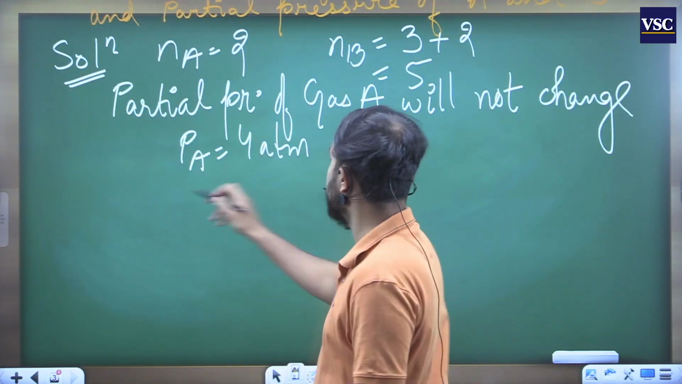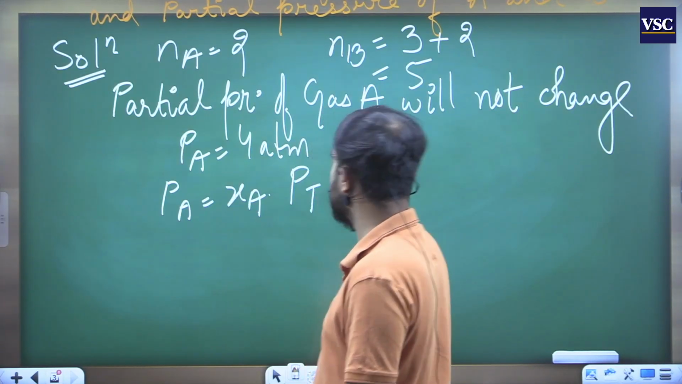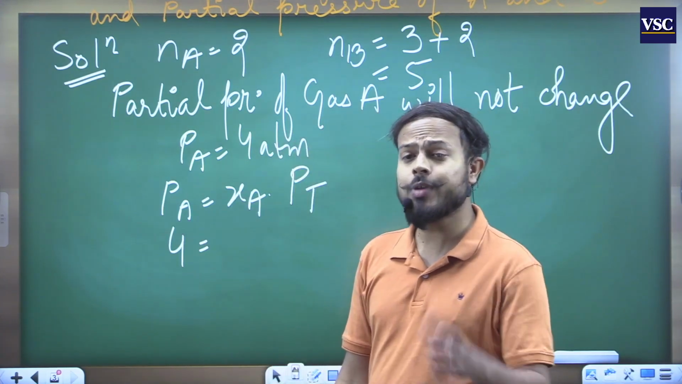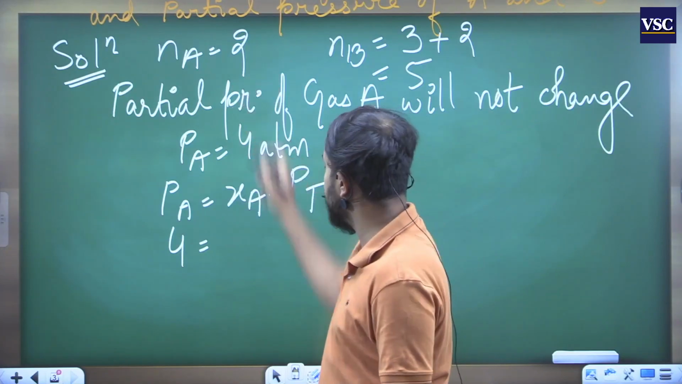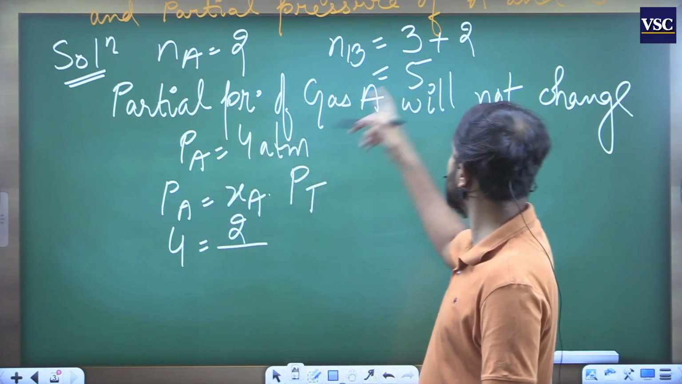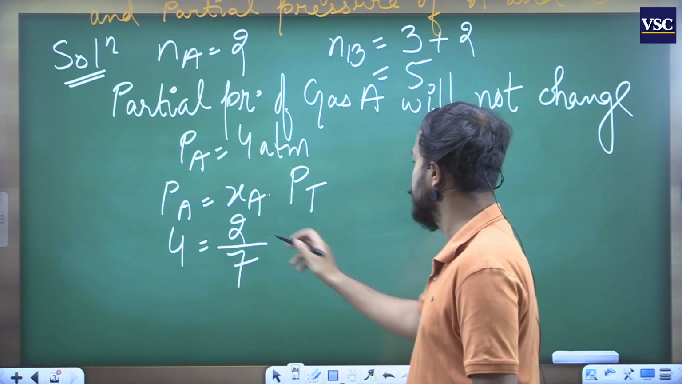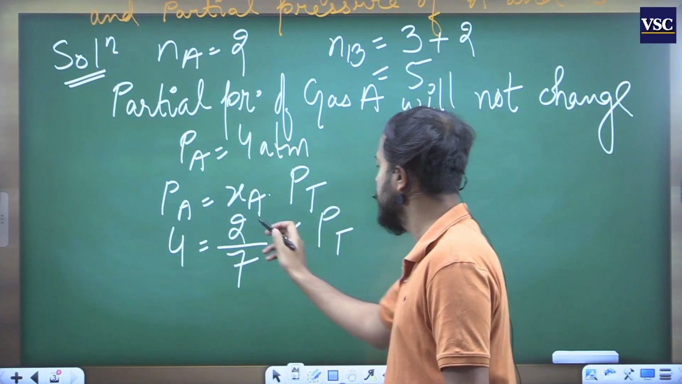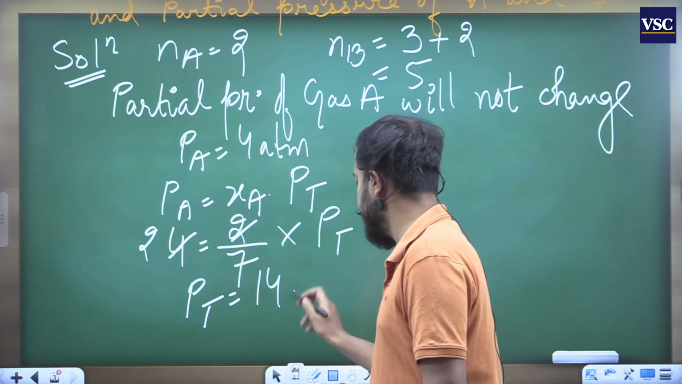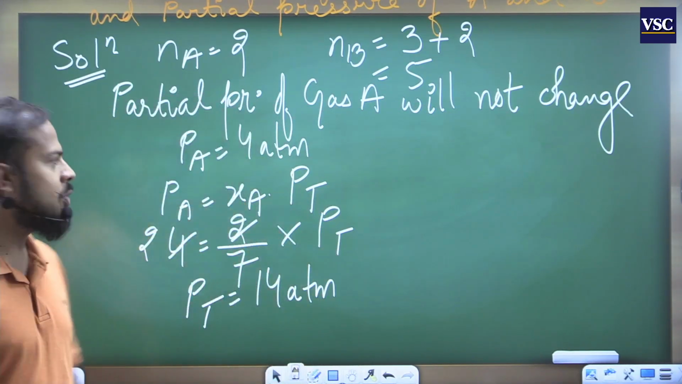Okay, now apply the formula. What is the formula? Partial pressure equals XA into P total. What is the partial pressure? 4. Mole fraction? The mole fraction will change now because you have changed the moles. Moles of A is 2, divided by the total moles. Here you have 5 moles of B and 2 of A. How many moles? And here it is P total. What is the P total here? 14 atm. Okay, so we have got the answer. That is, total pressure will be equal to 14 atm.